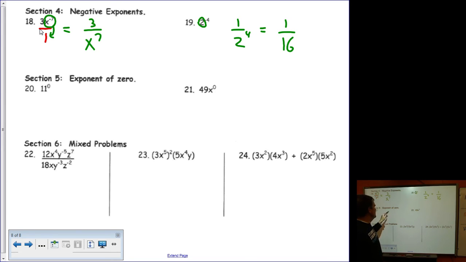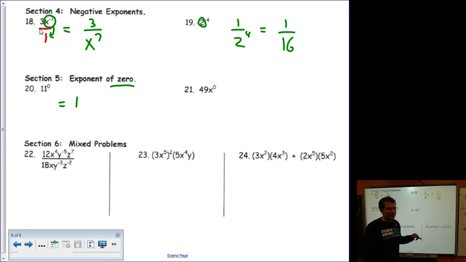In section 5, we know that an exponent of 0 means the answer is always 1. Anything to the 0 power equals 1. So 11 to the 0 power equals 1.